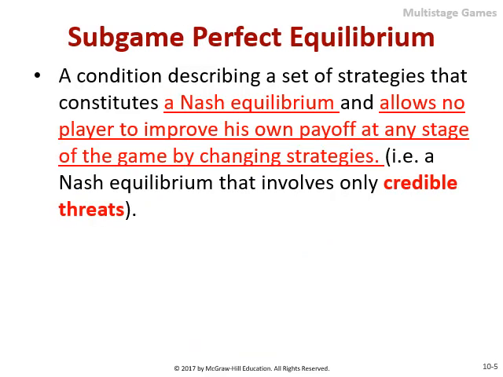Therefore, we have to define another equilibrium which is called a subgame perfect equilibrium. This is a condition describing a set of strategies that constitutes a Nash equilibrium and allows no player to improve his own payoff at any stage of the game by changing strategies. So in this subgame perfect equilibrium, it's a Nash equilibrium but with only credible threats, threats that the players can believe, so it excludes non-credible threats.